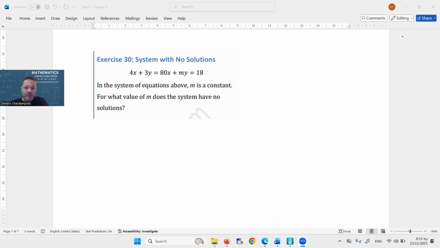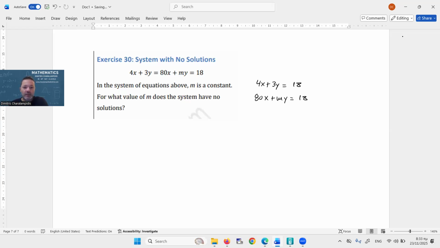The first one is 4x plus 3y equals 18, and the other one is 80x plus my equals 18 again.